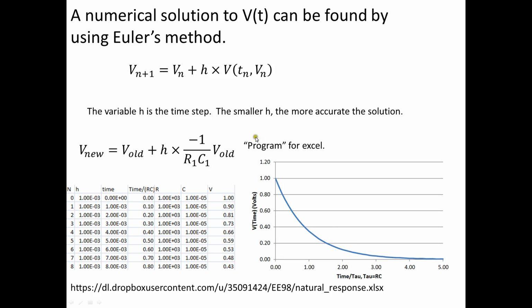You can even solve for this numerically using Excel, using Euler's method. And you can download this file, and you can look at the plot, it's already there. And it's really V new, which would be like at time step 1, would be the old V out, which in this case was the initial condition, 1 volt, plus H times 1 minus R1 C1 times V old. And again, you can see how I programmed it by downloading that file.